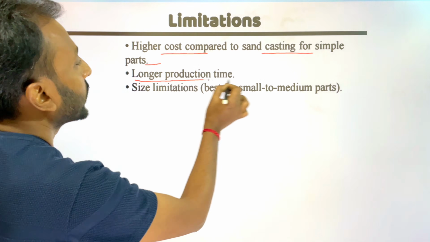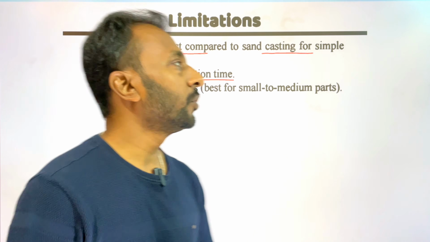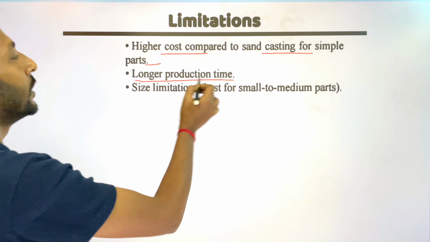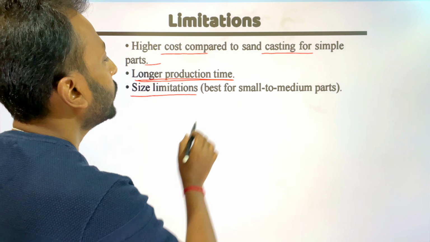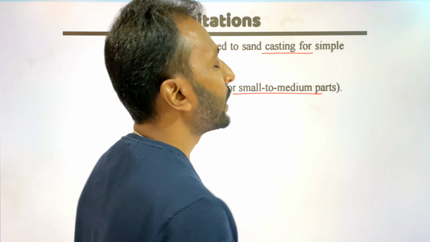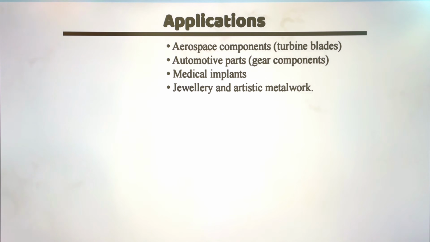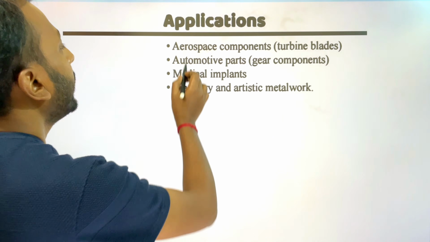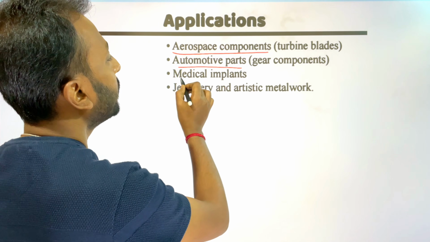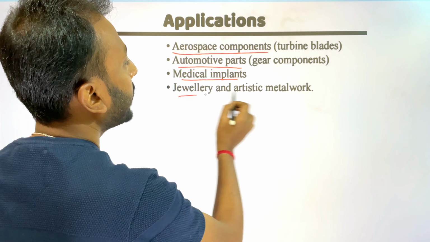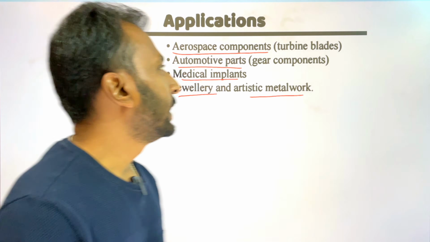So longer production time. So it is done using multiple steps. So it takes longer time, longer production time. Size limitation. So it is best for small to medium parts, not for very big parts. So what are the applications of investment casting process? So to create aerospace components, automotive parts, medical implants, jewelry and artistic metal work. So these are the applications.